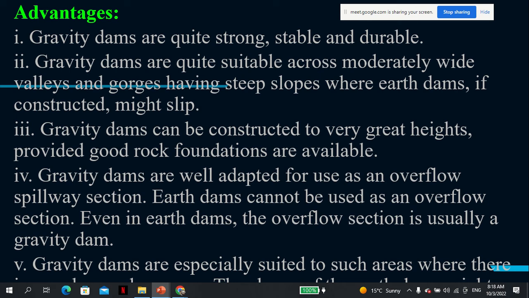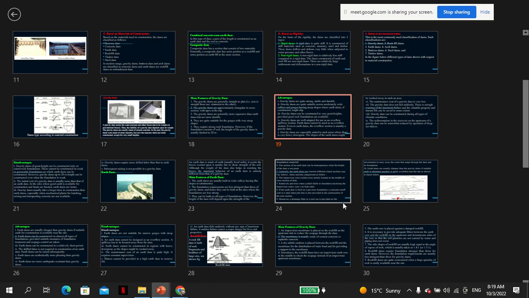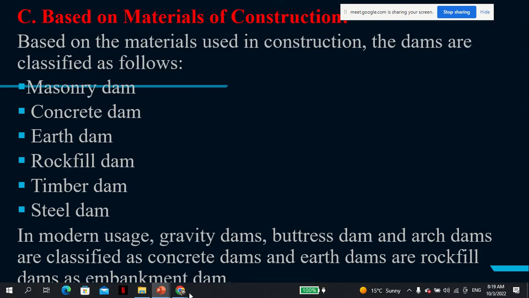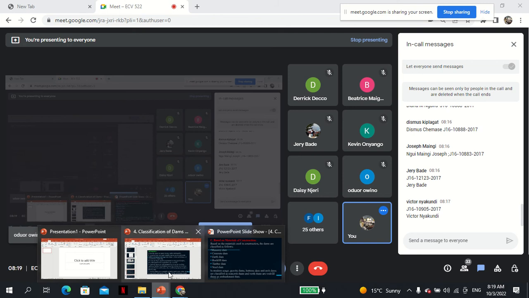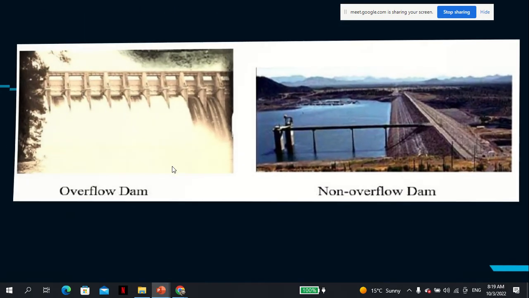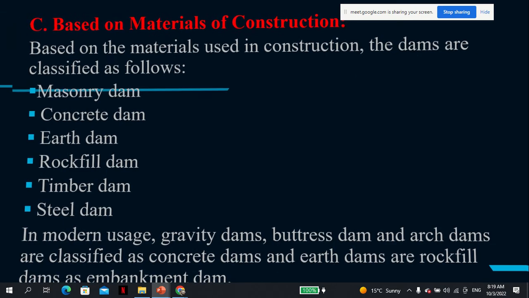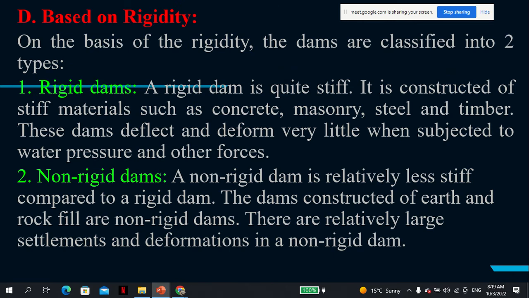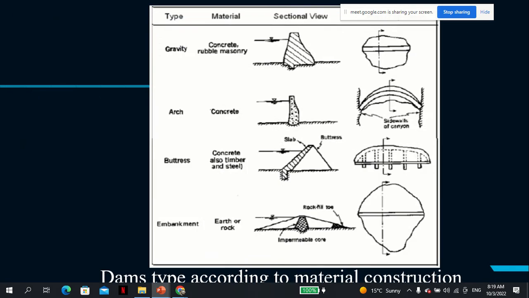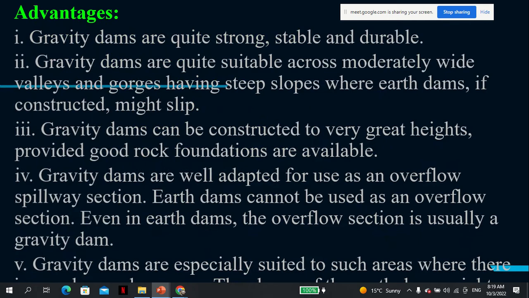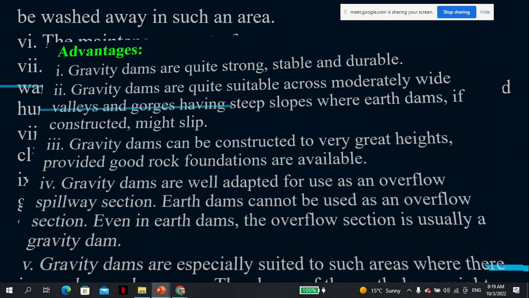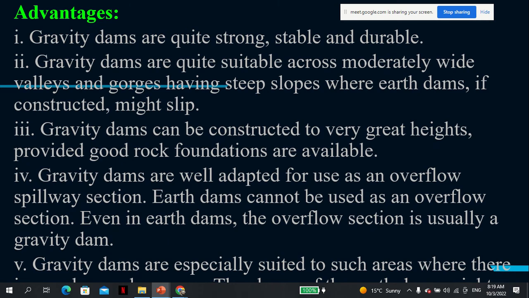So and then also gravity dams are suited for areas. Something is wrong. I cannot see the slide. Let's see. So here is suited for areas. Okay, you can read for that. I cannot see it.